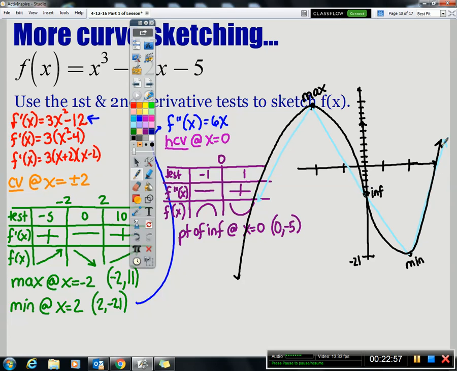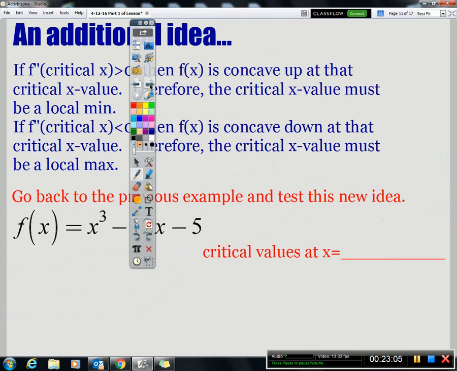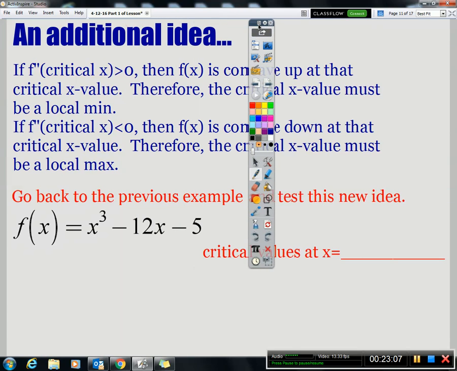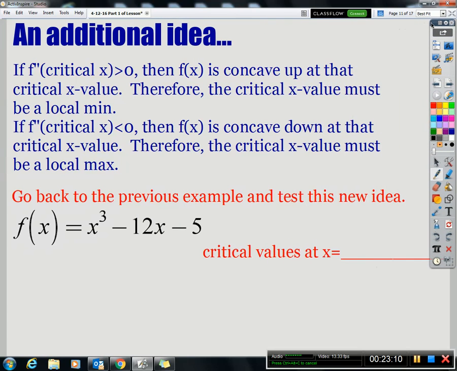So while I'm not exactly sure where the roots are, I still have a great looking graph using a whole different set of mathematical skills. Now let me show you one additional idea, and we will be practicing a little bit more. There is another idea called the second derivative test.